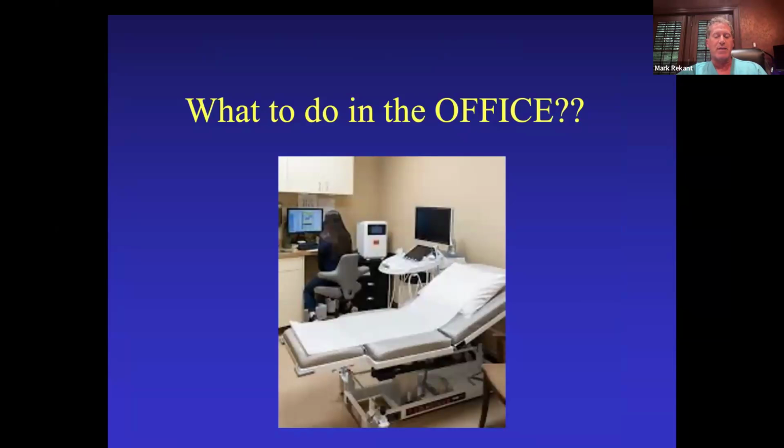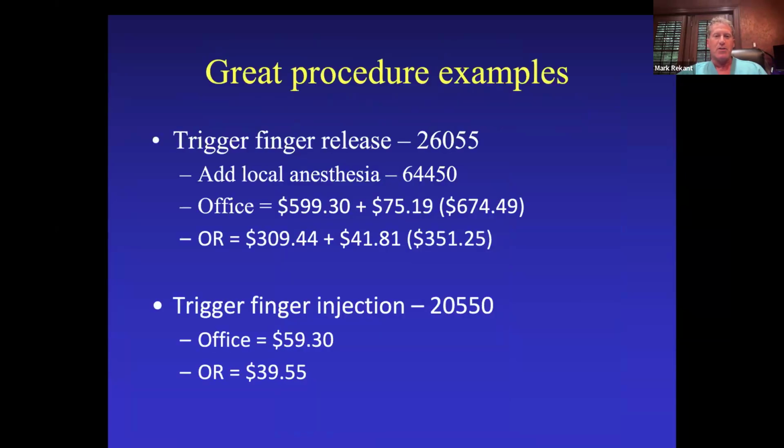So some things, what can we do in the office? Well, here's a great example, trigger finger releases. The code is 26055. If you do it with some local anesthesia, there's a CPT code for local, 64450. And for an office procedure, we're reimbursed $599 and change. Local anesthesia gives us $75 and change. If that same exact procedure is done in the operating room, you can see the difference: there is $351 versus almost $700 if you do that trigger finger right in the office, and patients can be one and done.